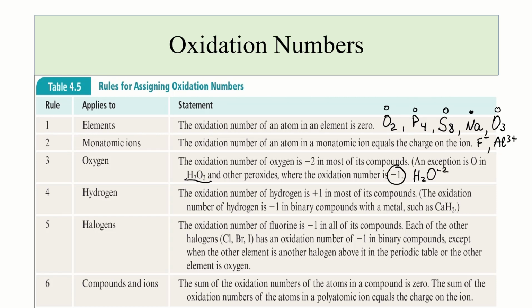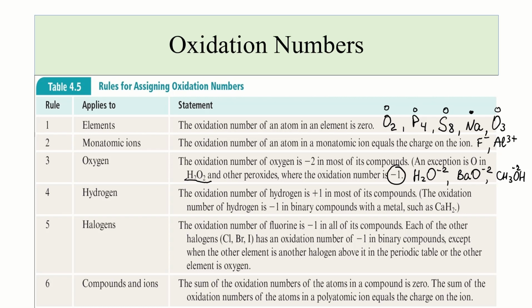Any oxide, barium oxide, for example, oxidation state of oxygen is -2. Any molecular compound, sugar, the oxidation state of oxygen is still -2. Methanol, oxygen has -2 oxidation state.